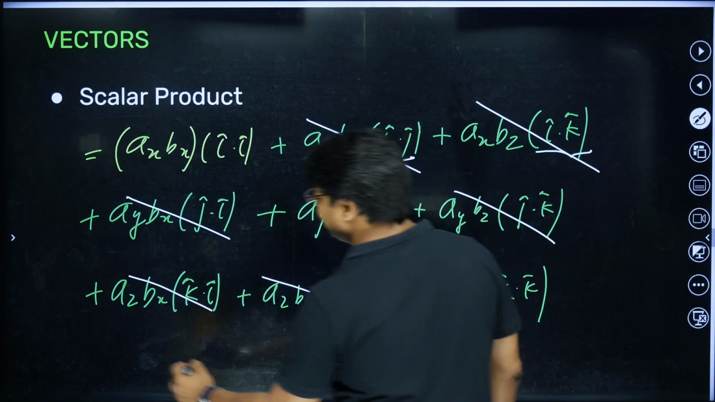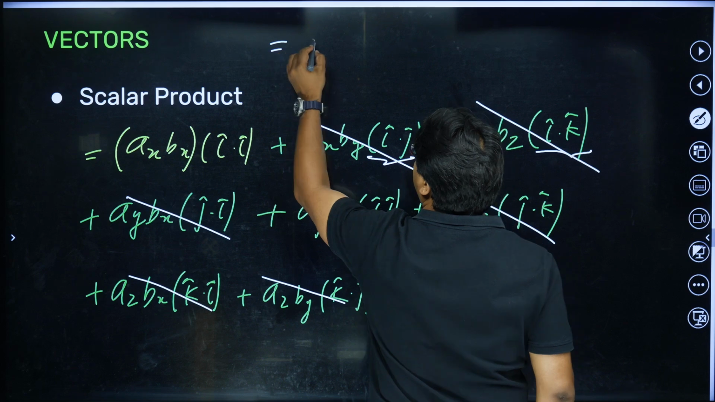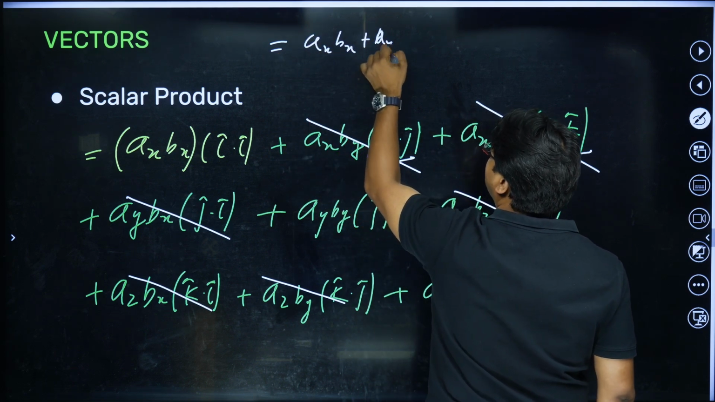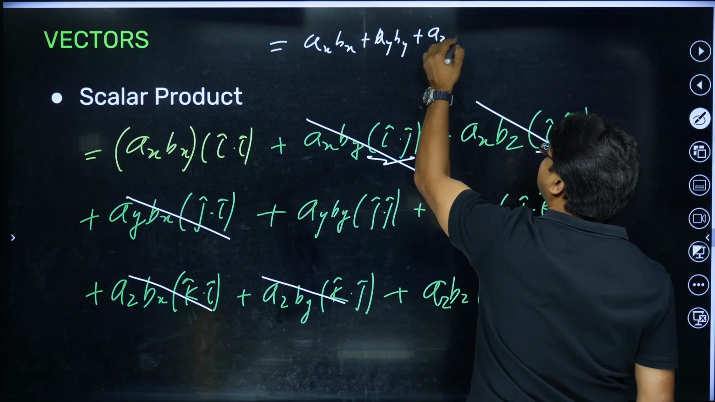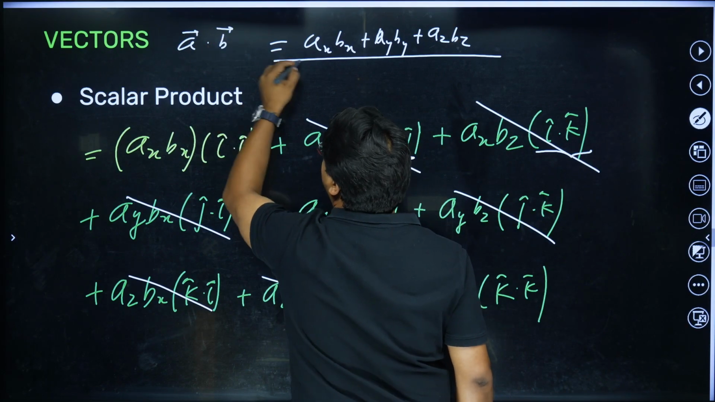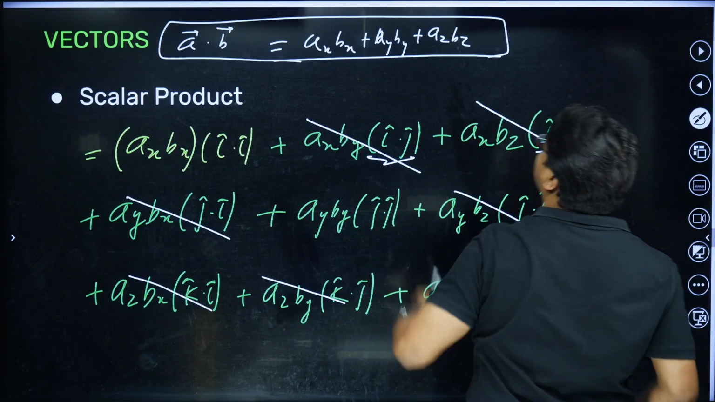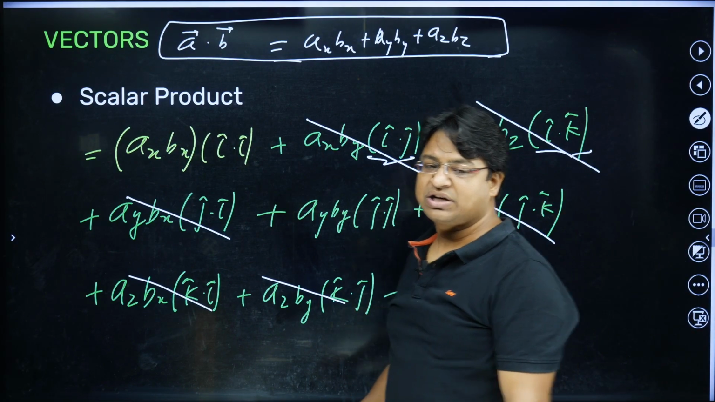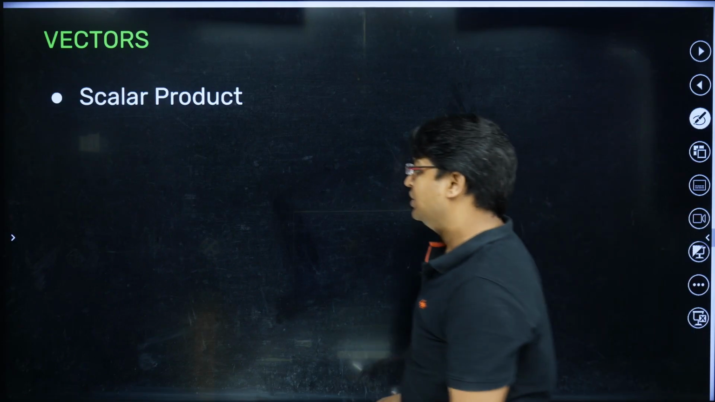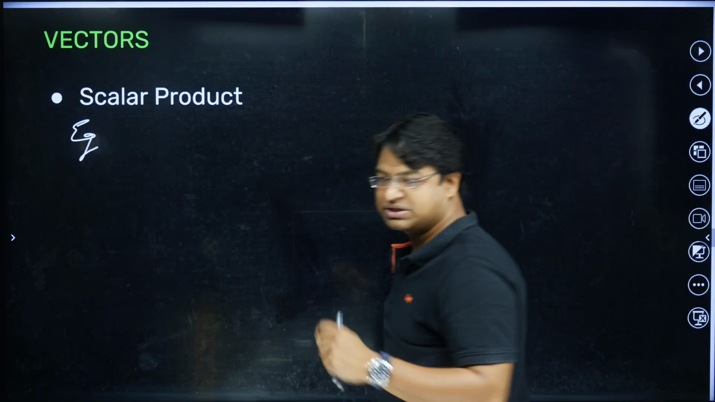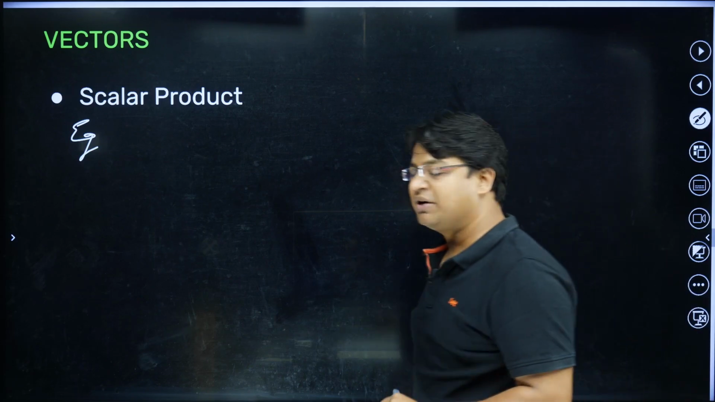So ultimately what we are left with is AX BX plus AY BY plus AZ BZ. So this is how you can calculate the dot product of two vectors when the vectors are given in IJK format. Okay, let me take some examples now. Whatever we have studied till now, let me cover some examples.